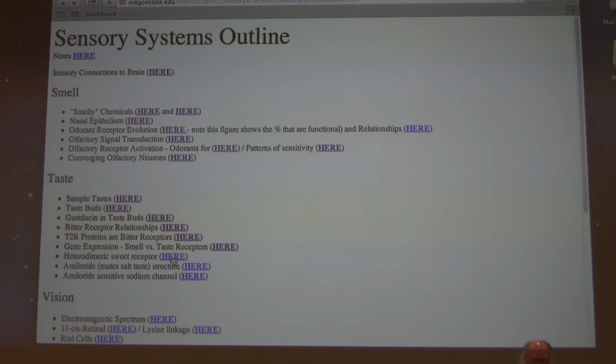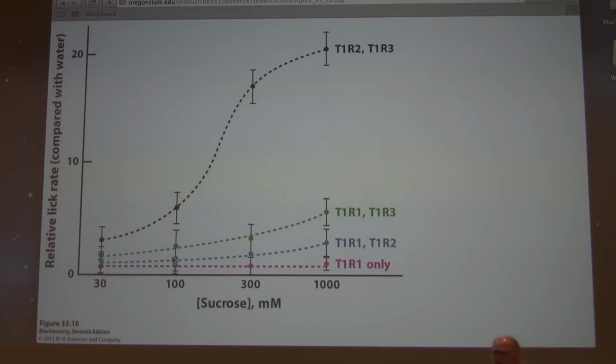Okay. Now, this is a very cool experiment I want to show you. So people wanted to understand what it was that allowed a rat to taste something sweet. They had some receptors, and they asked, which one is responsible for this rat tasting or sensing sweet? So what they did was they took mice, or rats, I forget which.